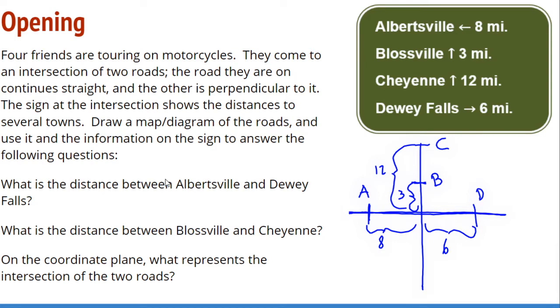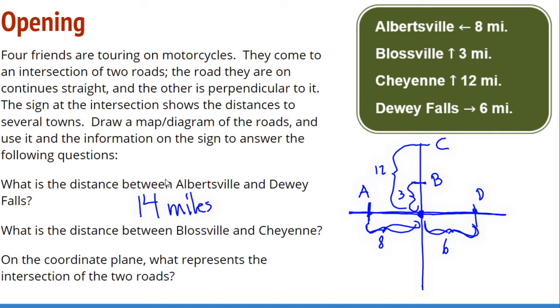So what is the distance between Albertsville and Dewey Falls? I'm here, and if I want to go straight to Dewey Falls, I would have to go 6 miles. If I want to go to Albertsville, that would be 8 miles. So the distance between the two of them is the 8 miles plus the 6 miles for a total of 14 miles. So I have counted from Albertsville to where I am, which is 8 miles, and then I counted from where I am to Dewey Falls, which was 6 more miles for a total of 14.